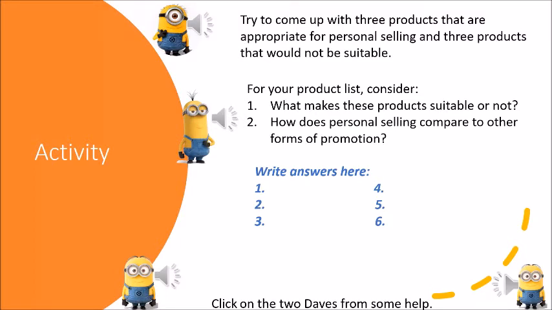Everyday products, such as food and clothes, might not be suitable to personal selling. If we think about the other forms of promotion that we've learnt, so advertising or sales promotion, these products might be more suited to those types of promotion because of the nature of the product and because people buy them on a regular basis, so they're not going to need a specialised service that comes with personal selling.